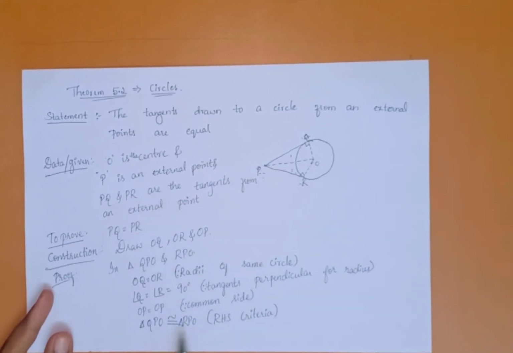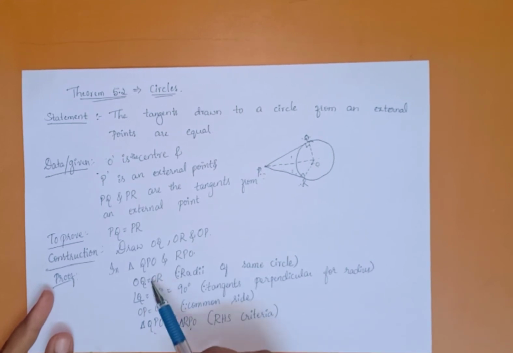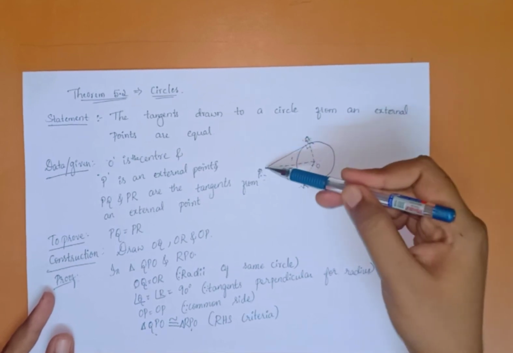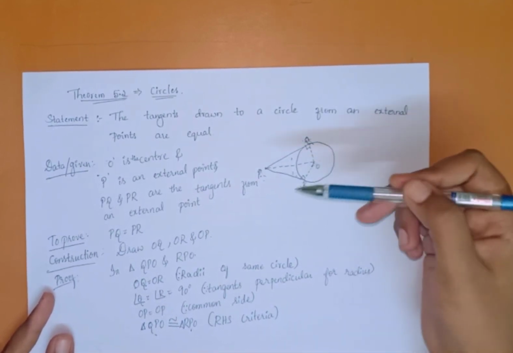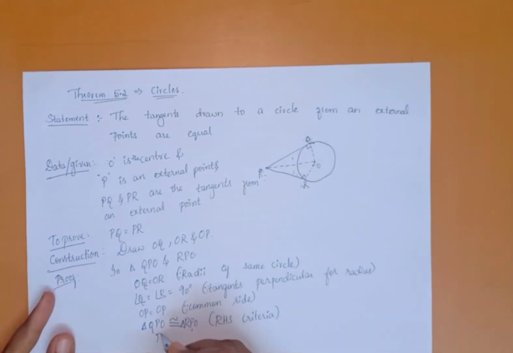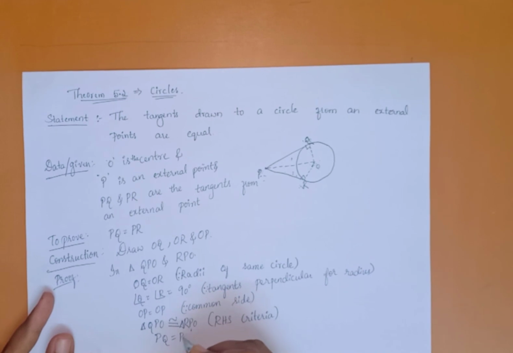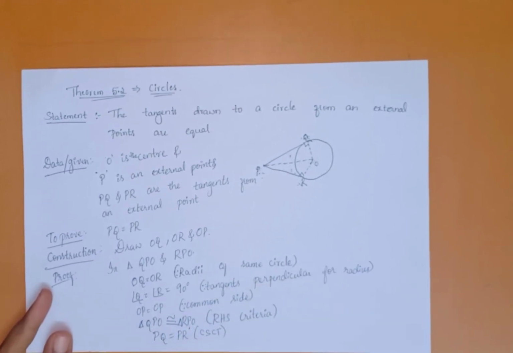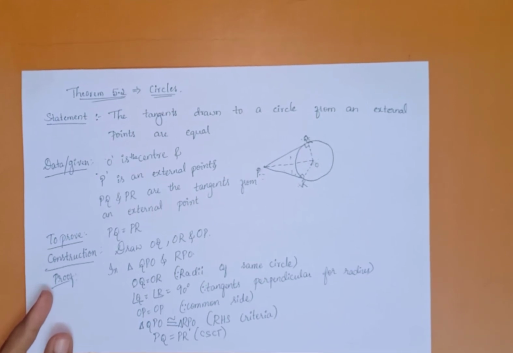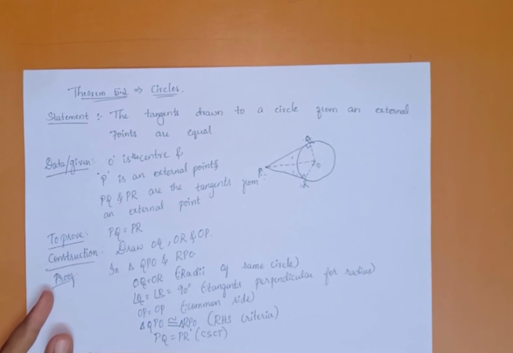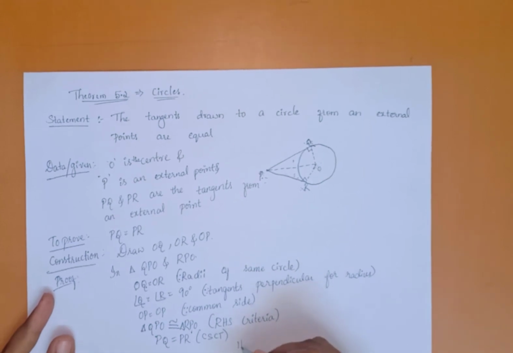Here these two triangles are congruent. Therefore, one side is equal, OQ is equal to OR, and another side is equal, that is OP is equal to OP. The leftover sides are PQ and PR, so they both are equal to each other. Therefore PQ is equal to PR by the CSCT condition. CSCT means corresponding sides of congruent triangles, because if two triangles are congruent, their sides are also equal to each other. Hence proved.